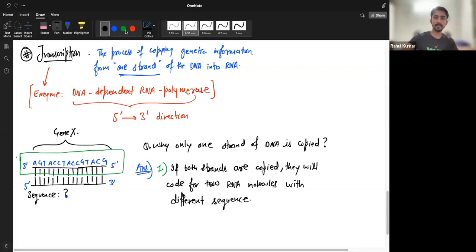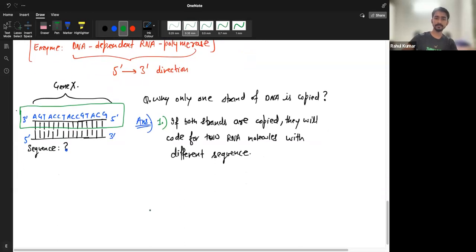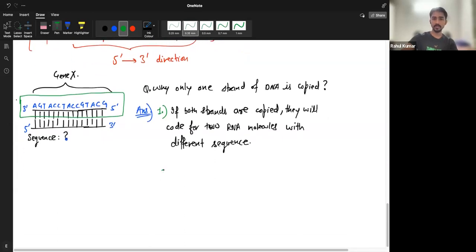And what is the second reason? I told you that there are two reasons. So one reason is that you will end up forming two different proteins. That's why in the cell, two RNAs should not form from the same segment of the DNA. Now, this is the application-based problem in biology. If this happens, then biology will not function normally.